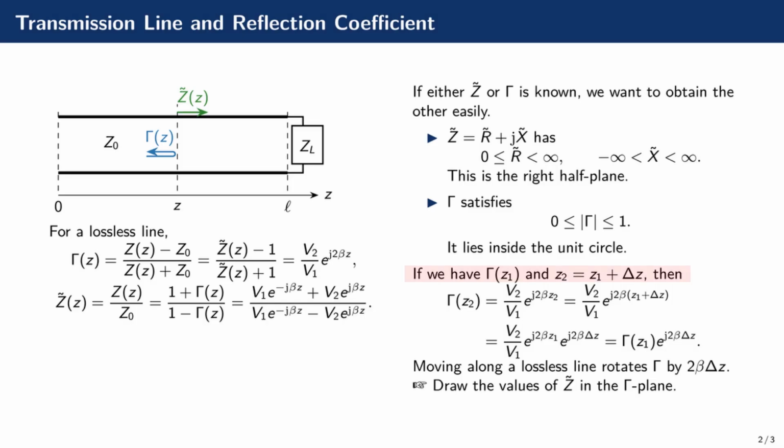Also, if the reflection coefficient at a point z sub 1 is known, and another point z sub 2 is displaced by delta z, then gamma at z sub 2 is gamma at z sub 1 times exponential of j2 beta delta z. Therefore, moving along a lossless line rotates gamma by 2 beta delta z without changing its magnitude. For this reason, it is convenient to draw normalized impedance values on the gamma plane. This drawing is the Smith chart.